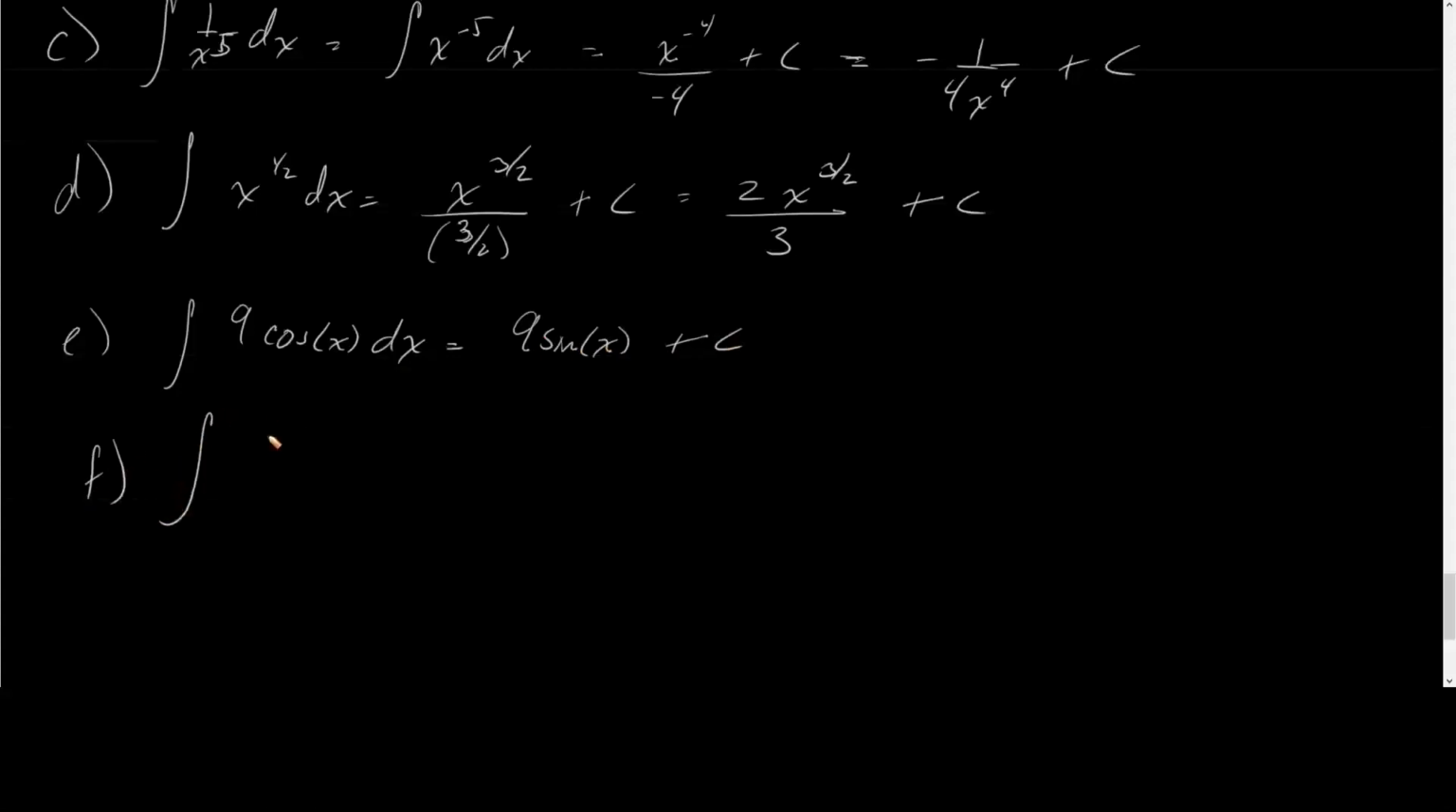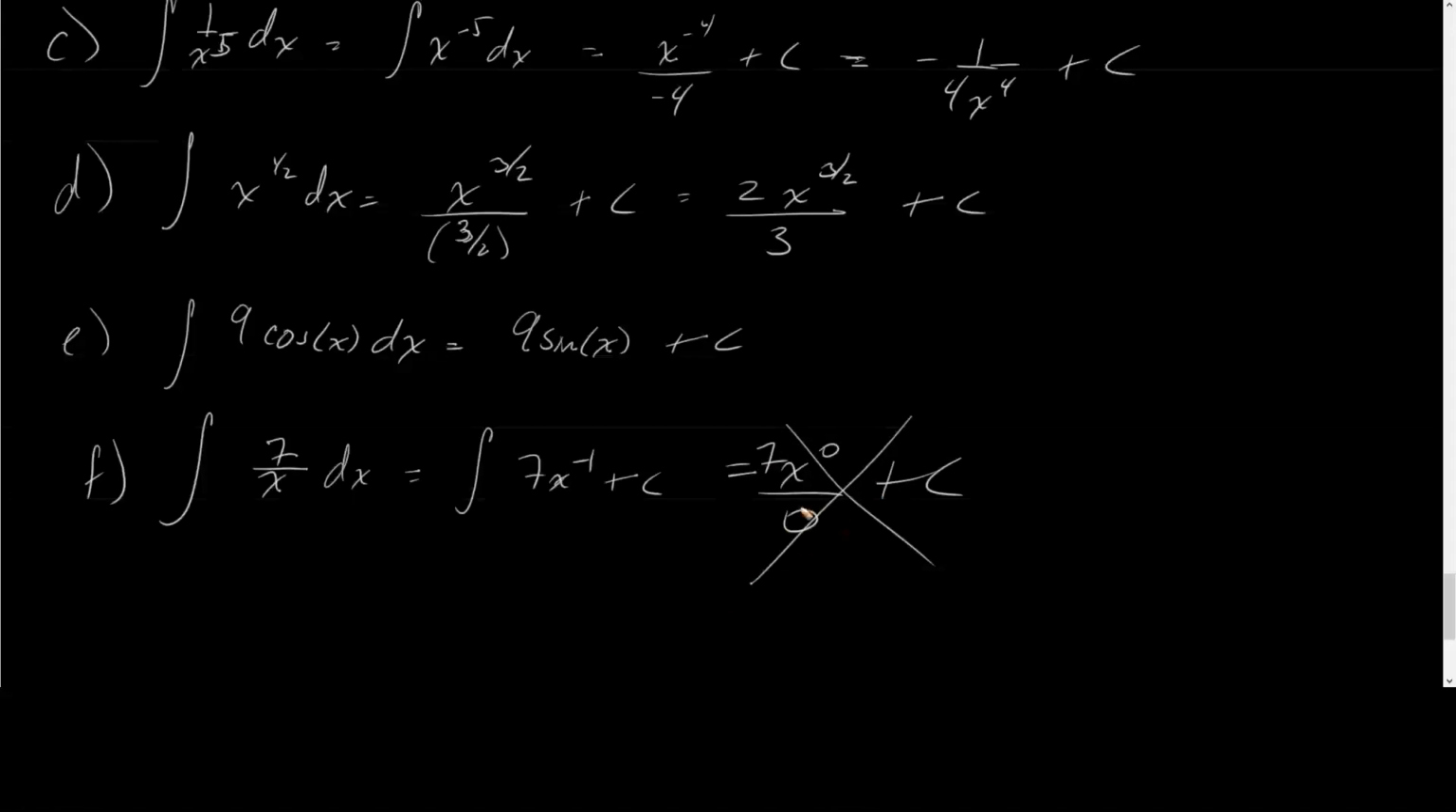If I have the integral of 7 over x, well, that would be the integral of 7x to the negative 1. Right? And then we would say, well, add 1 to the exponent, divide by the new exponent. And we still have that 7 in the front. That's bad, because we're dividing by 0. So that's not really how we want to do this one. Right? That was fine when we had the x to the fifth on the bottom, but now when we just have x on the bottom. So what do we do? We had a definition for that.